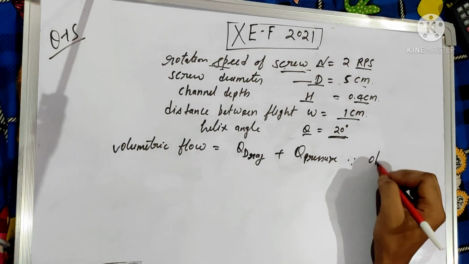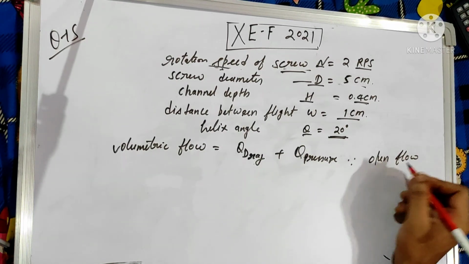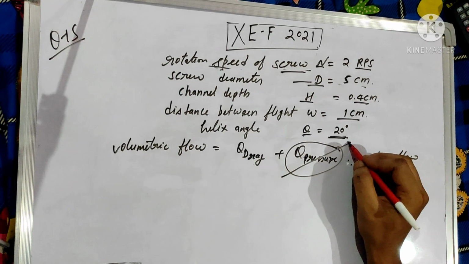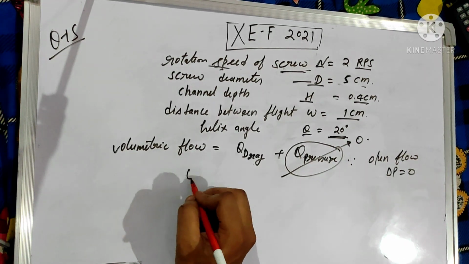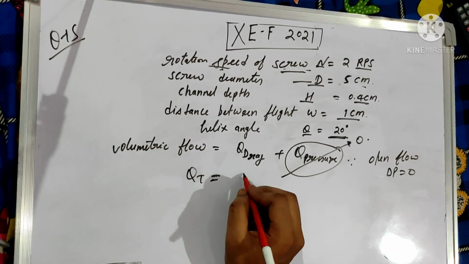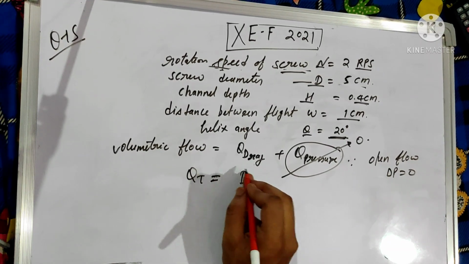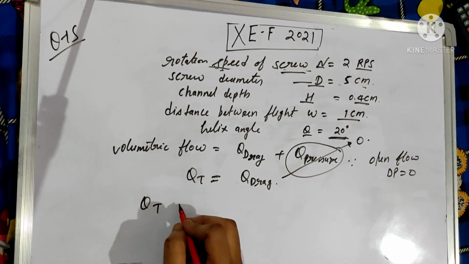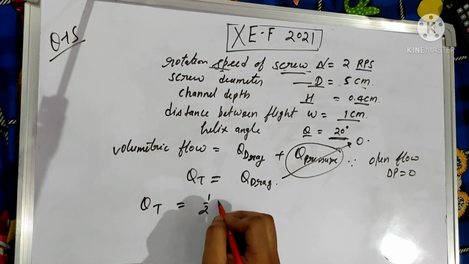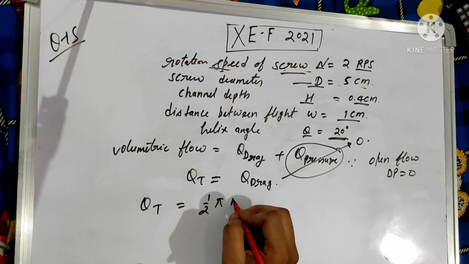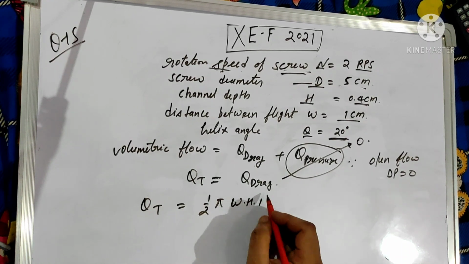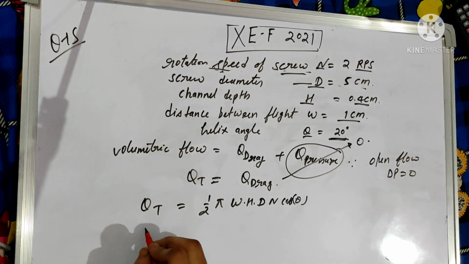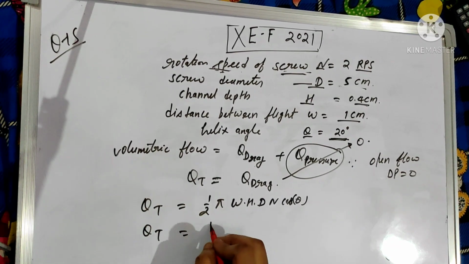But in the question it is given open flow, that means delta P is equal to 0, so the discharge due to the pressure goes to 0. Then the total volumetric flow QT is equal to only the drag flow. So the volumetric flow of the extruder is equal to 1/2 pi into W into H into D N cos theta.